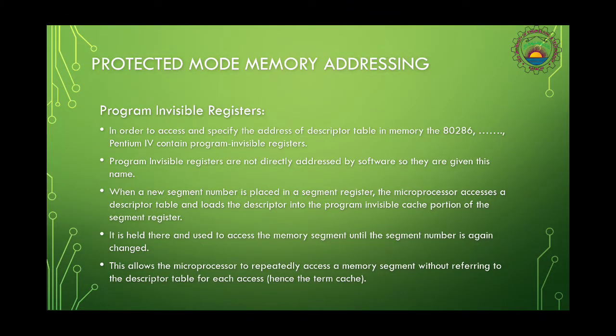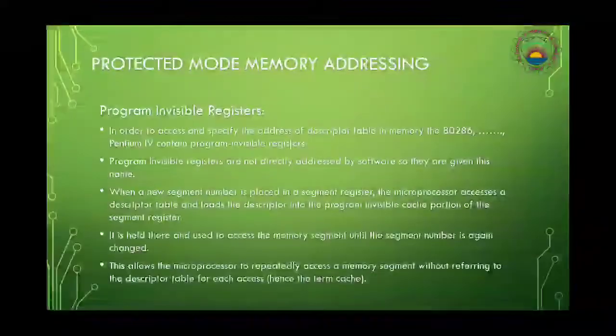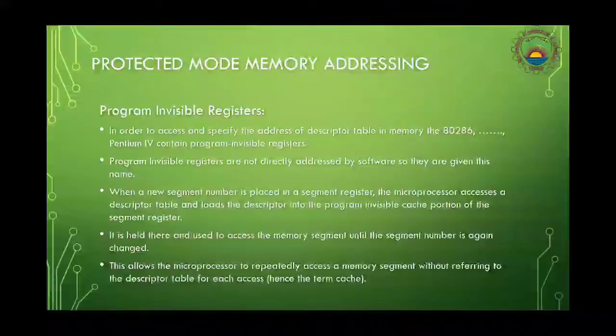These registers will be storing the starting address of the global descriptor table as well as the local descriptor table, the interrupt descriptor table, and there is also another register, the task register, and all the segment registers present in the 80286 processor and onward. There is a portion for storing the base address, limit, and access rights byte, which is accessed from the corresponding descriptors.